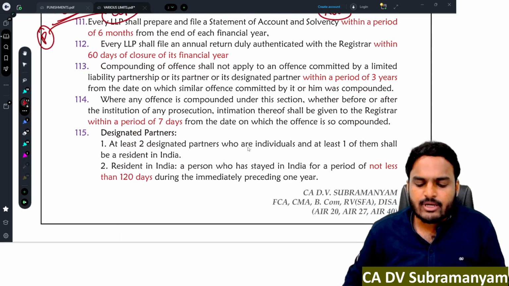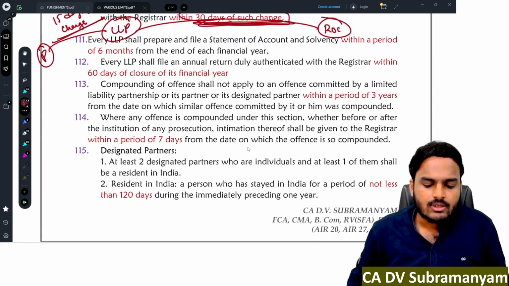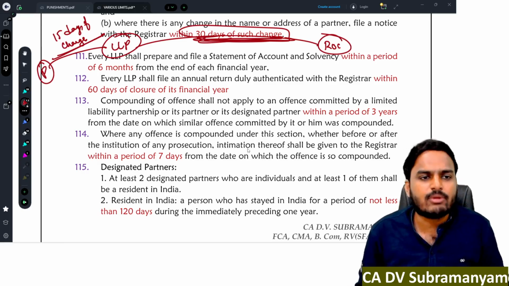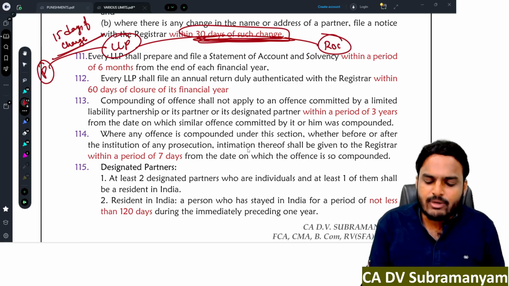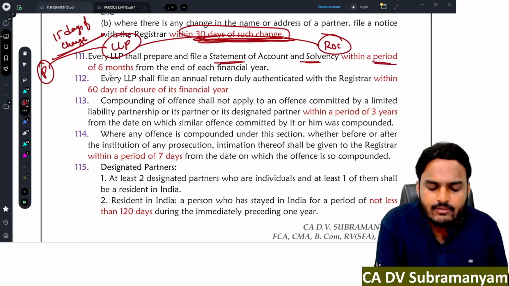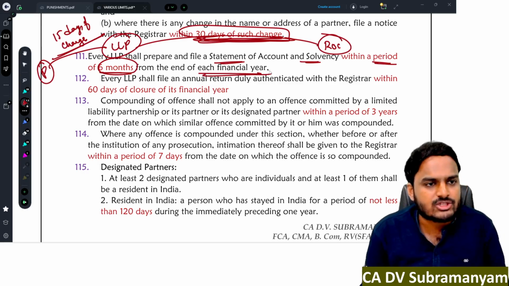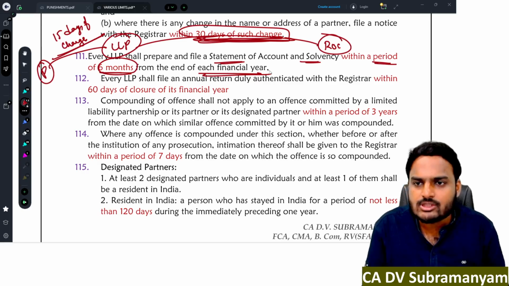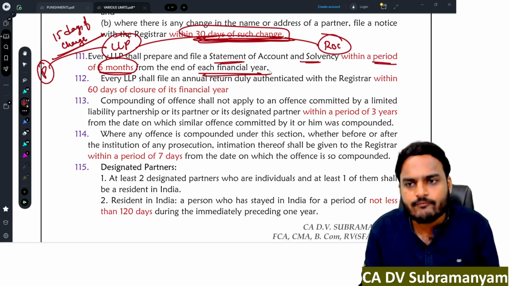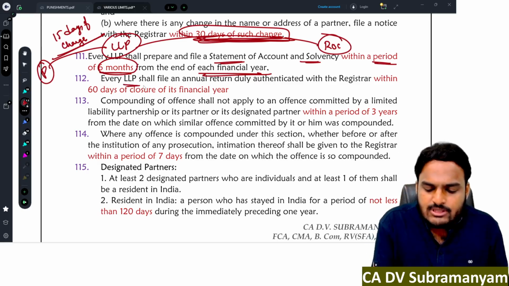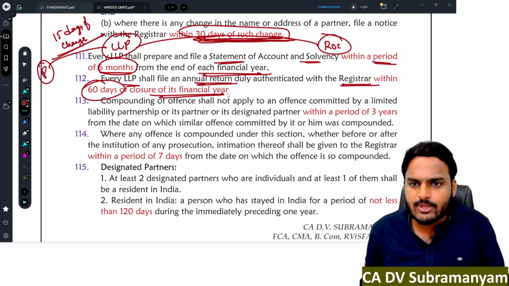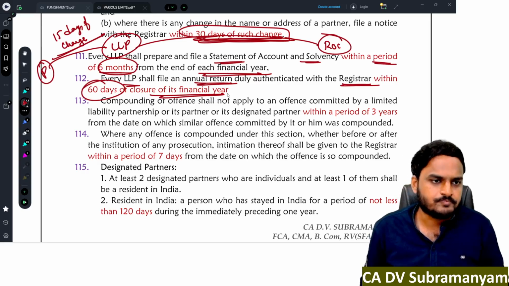Next one, statement of account and solvency. In companies we call financial statements. Here we call it as statement of account and solvency. Statement of account and solvency shall be prepared within 6 months from the end of each financial year. Understood? And LLP shall file an annual return with a registrar within 60 days of closure of its financial year. Within 60 days of closure of financial year, LLP has to file annual returns with registrar.